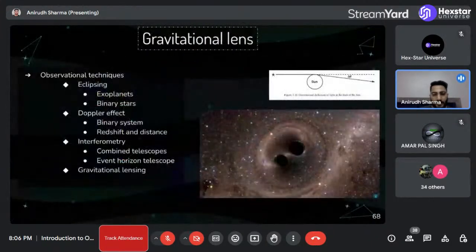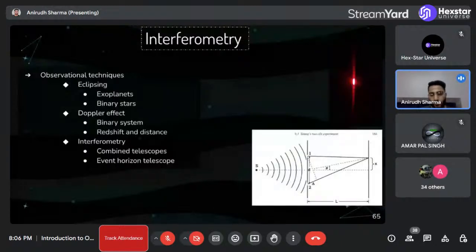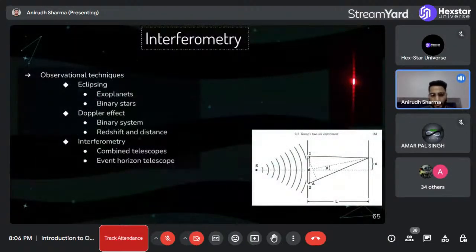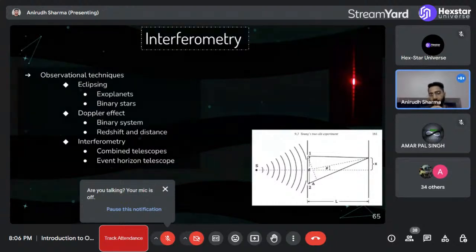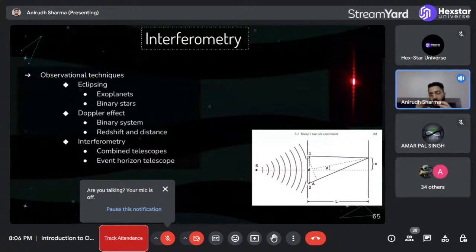And then there are these last two topics that are about the techniques that are used in observation. So after Doppler, there is interferometry. So interference is basically when two light sources meet each other at a screen, and if they are in sync, they would make a brighter spot. If they're out of sync, they would make a dimmer spot.